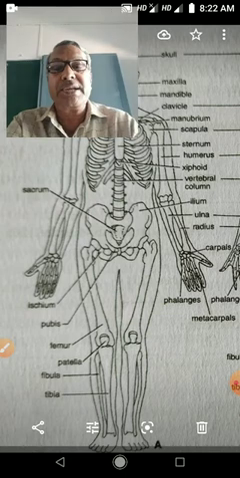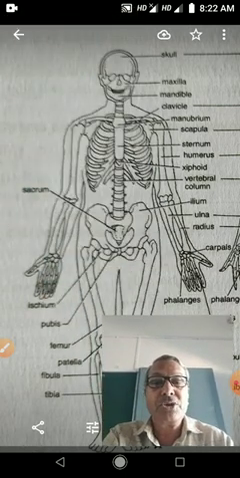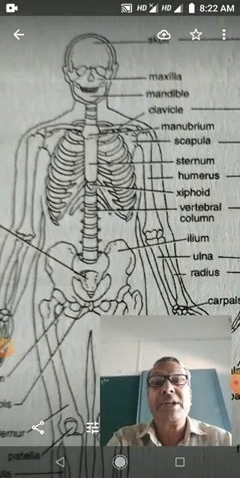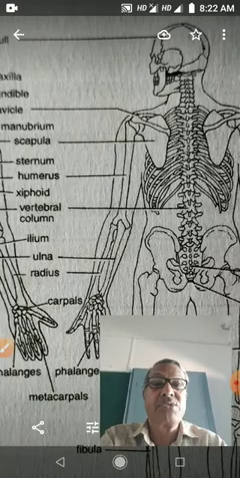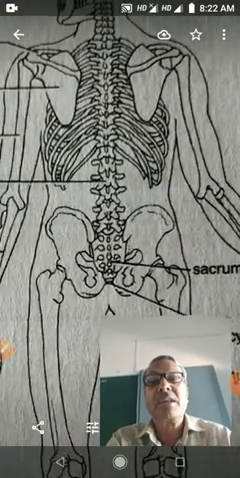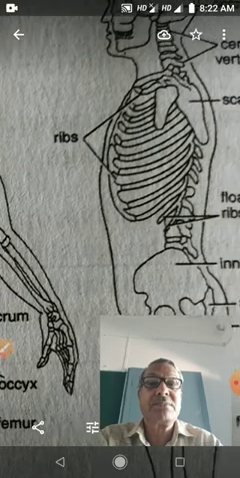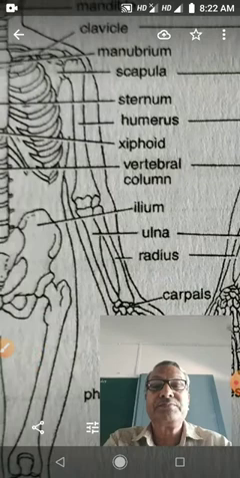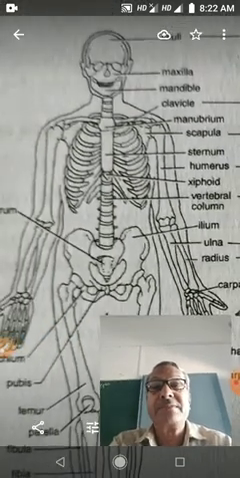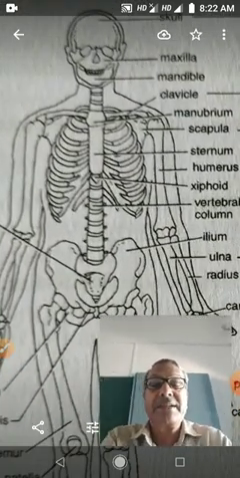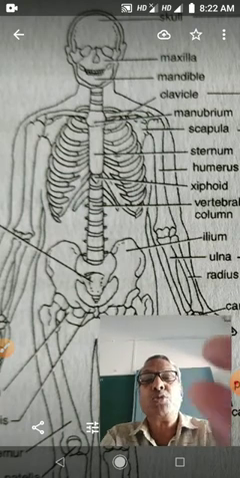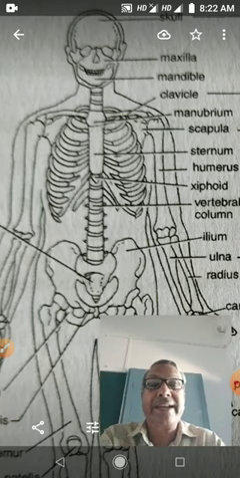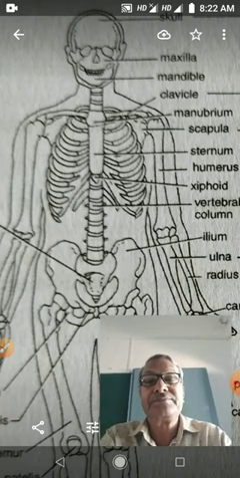So, to study in detail about the human skeleton, you see this is the front view of the human skeleton, and this one is the back, and this is the lateral view. So, in the front view, we are taking first that the human skeleton is divided into two parts. One is the axial skeleton and the second is the appendicular skeleton.